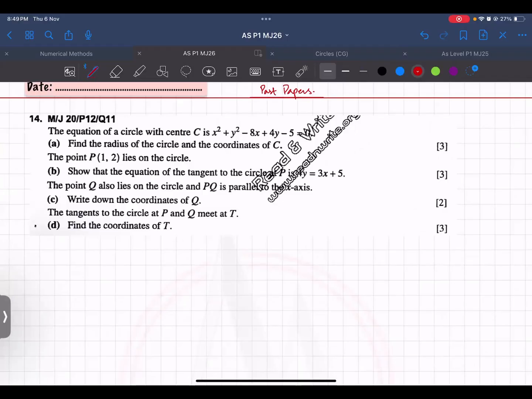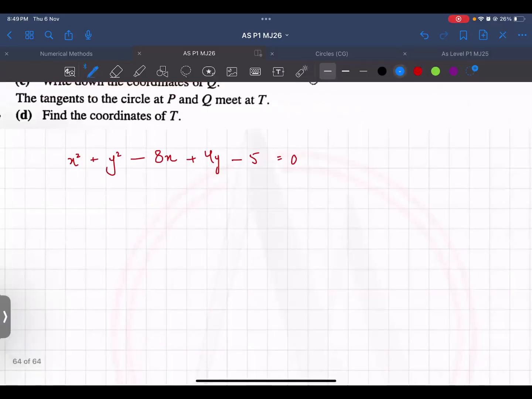So in the first one, the equation of the circle is given to you: x square plus y square minus 8x plus 4y minus 5 is equals to 0. And then find the radius of the circle and the coordinates of C. C is the center. So we will have to just convert it into the general form. I told you how do you do this using completing the square form or any other method that you also have. So when you do that, you will get the equation of the center.